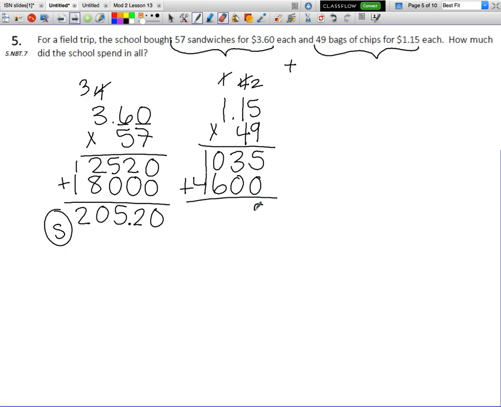And now we add. So we have 5, 3, 6, 5. There are 2 numbers behind the decimal in my problem. So there are 2 in my answer.